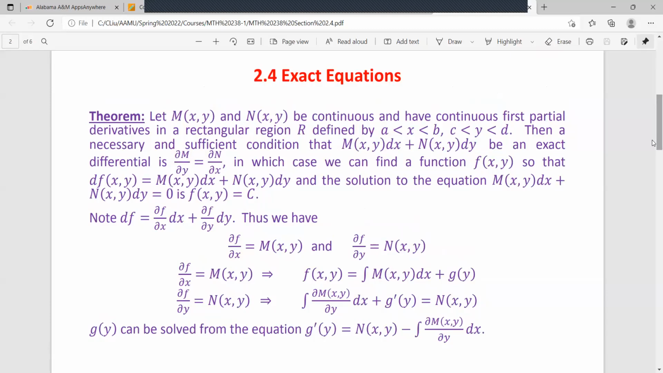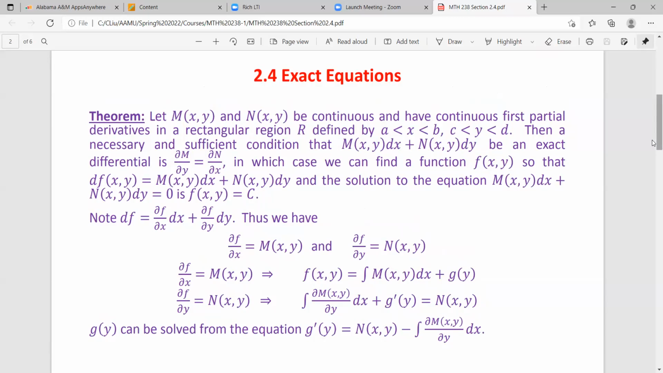Okay. So how do you know the left-hand side of a differential equation, M dx plus N dy, is exact? How do you know this is an exact differential? Then there is some criterion. So that's what the theorem says.